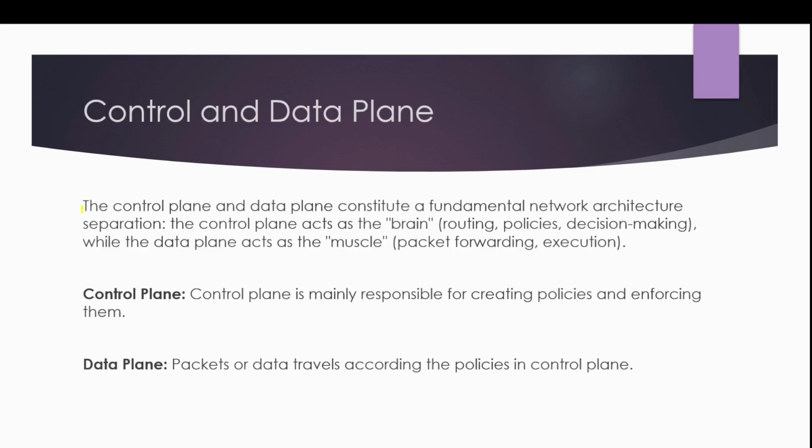The control plane and the data plane constitute the fundamental network architecture separation. The control plane acts as a brain, taking the decisions, right? So here you see the routing policies and decision making, while the data plane acts as a muscle, doing packet forwarding and execution. You can think of your brain as the control plane, controlling everything. If you have to slap someone with your hand, right? That's your data plane. If your mind says, okay, go and slap that person, then your hand is taking the action. That is basically your data plane. So that you can correlate the things easily, that's why I'm giving you that example. Okay. So now, I have written it separately, but it's not required, but I have written it.